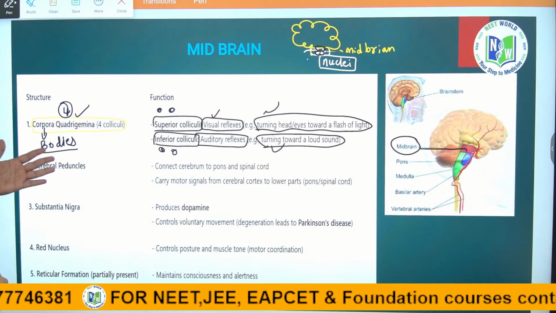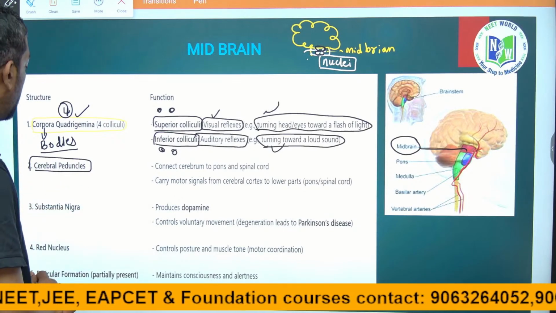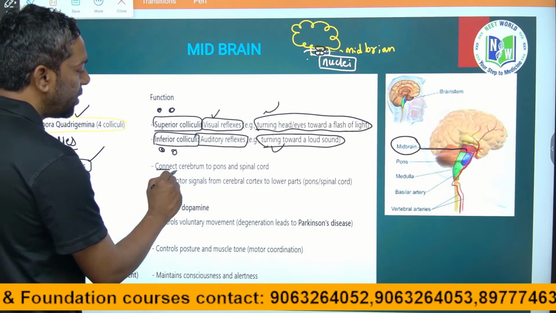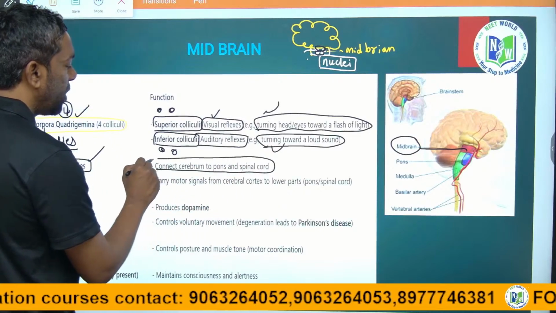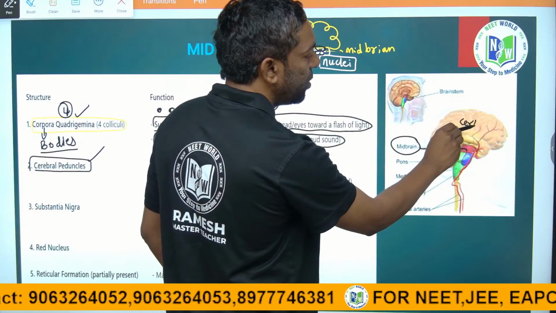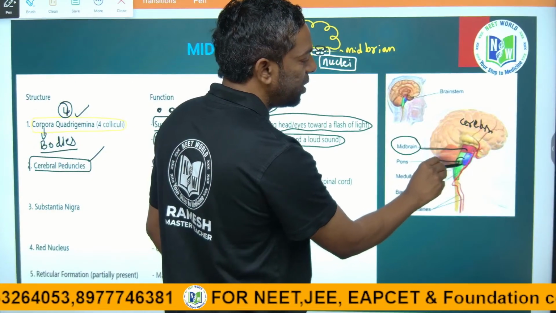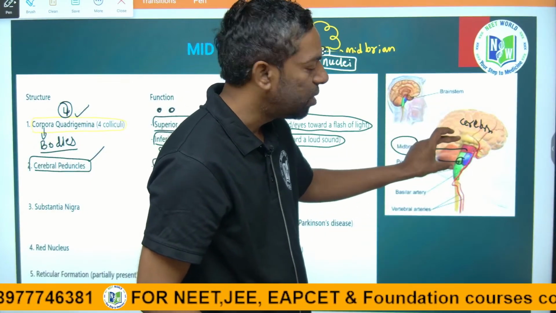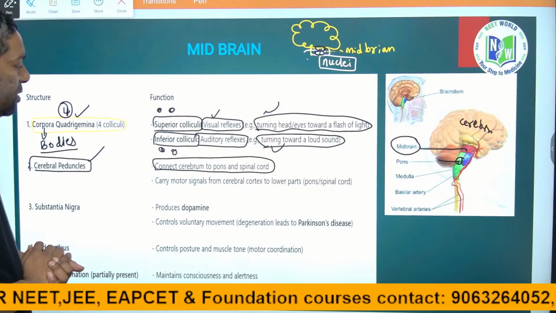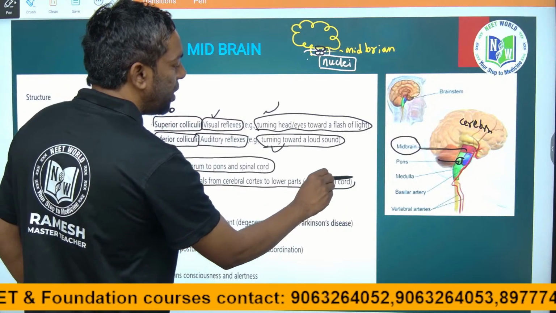Yeah, there are some other terms in the midbrain. Cerebral peduncle. It is connected to the cerebrum and pons. Guys, this is the cerebrum, and this is the midbrain, and this is the pons. Between the cerebrum and pons there is the midbrain, which is connected by the cerebral peduncle. It carries the motor signals from the cerebral cortex to the lower part.